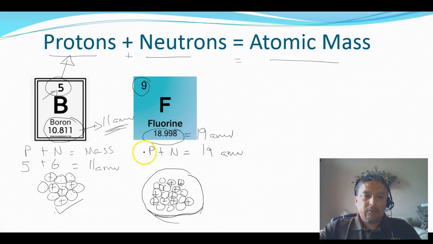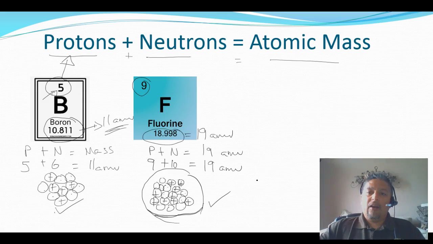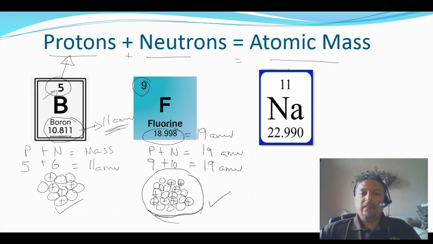Right, so how many protons do we have? We have 9 plus whatever number should be equal to 19 AMUs. Well, let's see if it's true. We have 1, 2, 3, 4, 5, 6, 7, 8, 9, and 10. So let me see, 9 plus 10 should be equal to 19. Is that true? Yes, it is. So inside the nucleus of the atom, we got our atomic mass, which is 19 particles, which is stated right here on the bottom. This is sodium.